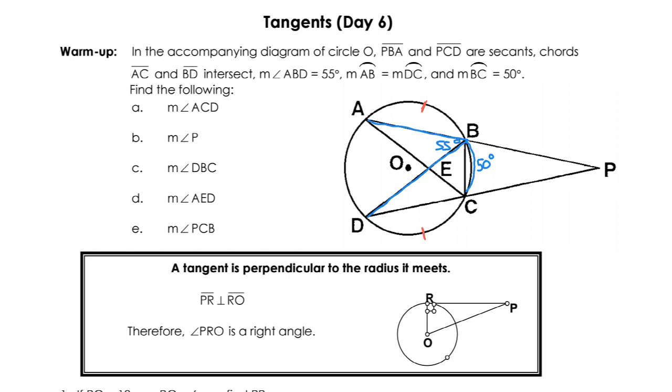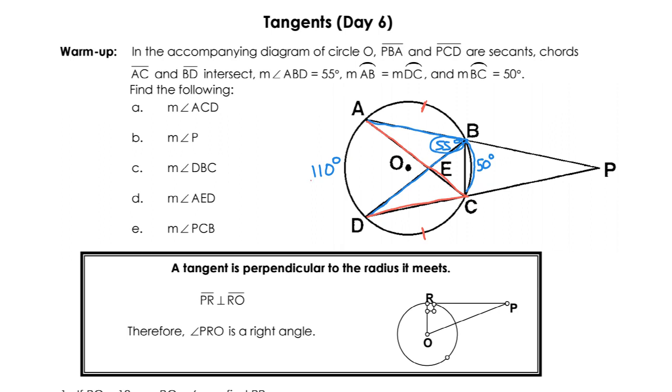So the first angle up, they want us to find the measure of angle ACD. So from A to C to D, that's an inscribed angle. And that inscribed angle actually intercepts the same arc as this other inscribed angle. So we're going to use this 55-degree angle as our inscribed angle. Inscribed angles are equal to half their arc. So our arc here has to be 110 degrees. So half of 110 is the inscribed angle of 55.